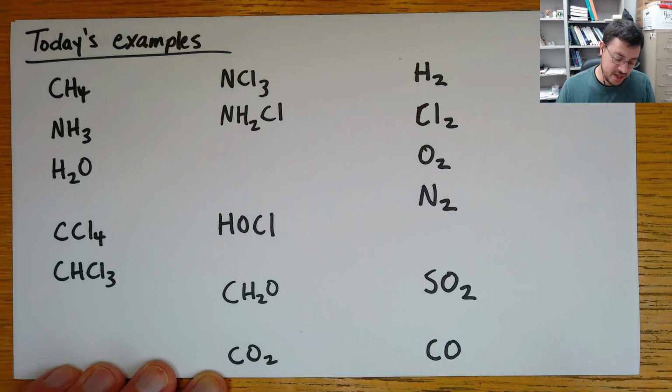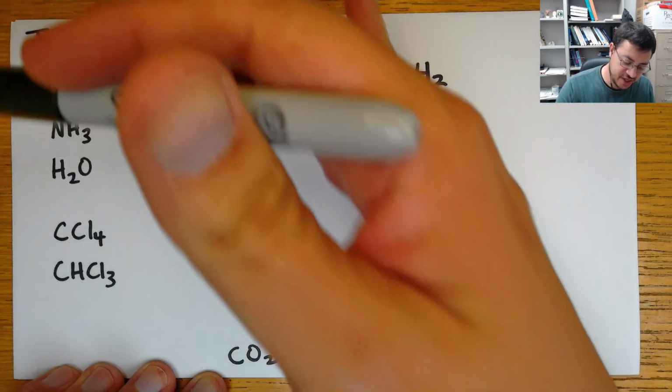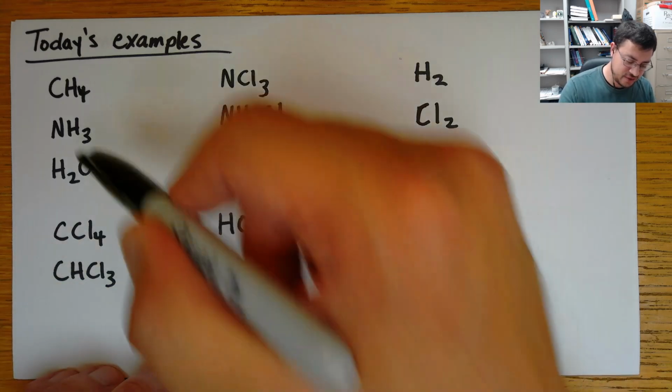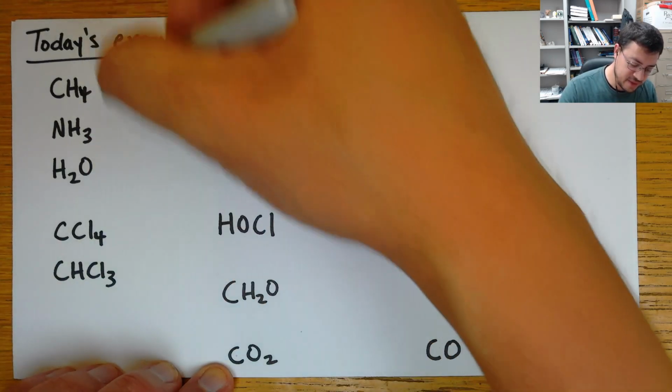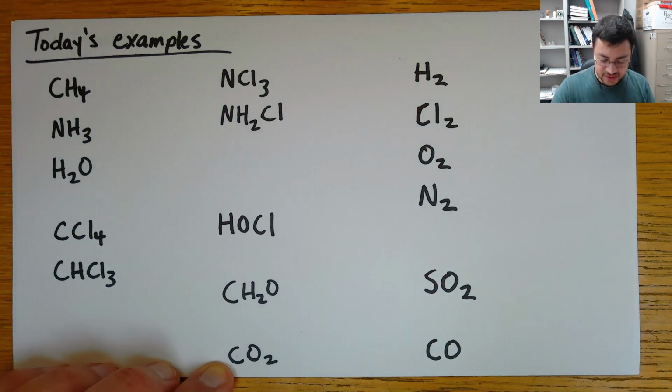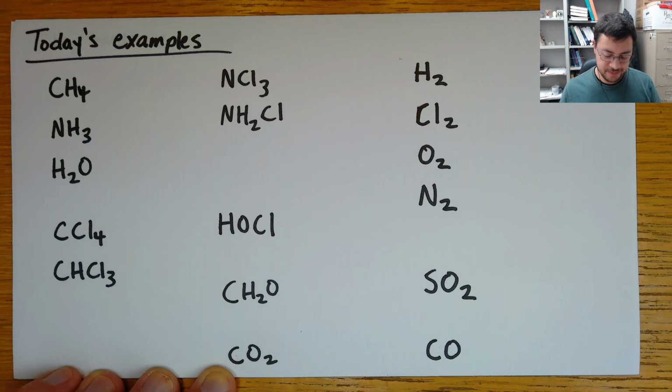Another option would be to just learn from watching as I go. And maybe a middle option would be watch a few, do a few with me. And then once you feel like you have a process, then hit pause, try the rest of them on your own, and then compare with what I did. Okay, so giving you a minute to look at these.